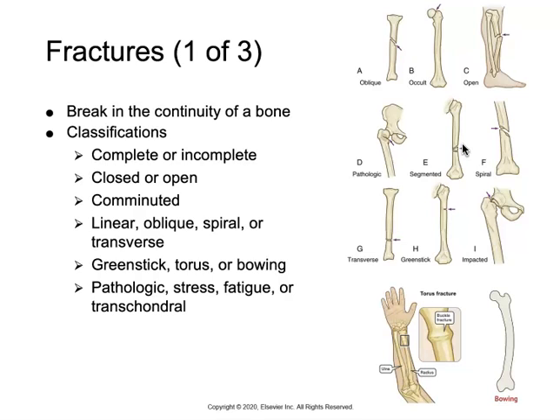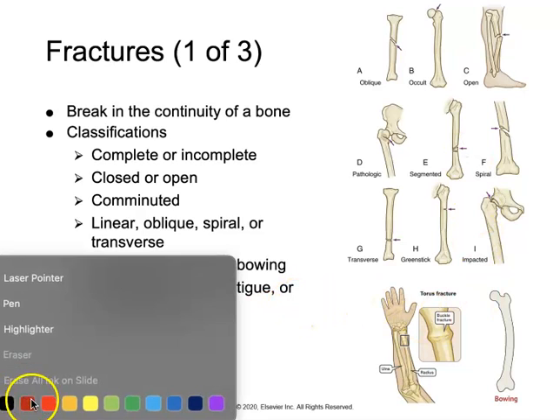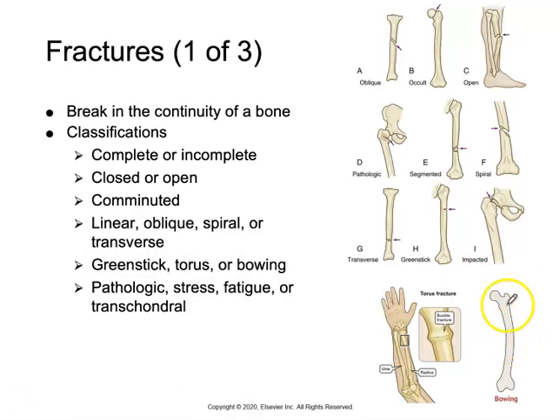And then we have the terms linear, oblique, spiral, and transverse. And this is really referencing the orientation of the fracture. So let's start with linear. I don't have an image of that right here, but if I were to draw one in, it could be more of a vertical line. So let's put one right over here. So that would be a linear fracture.